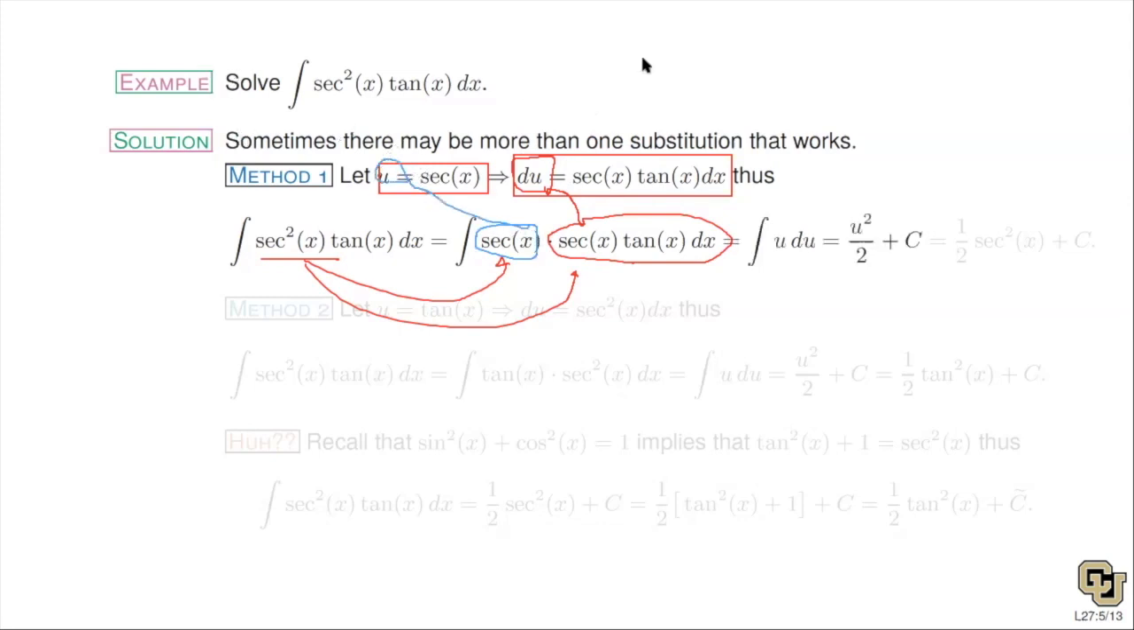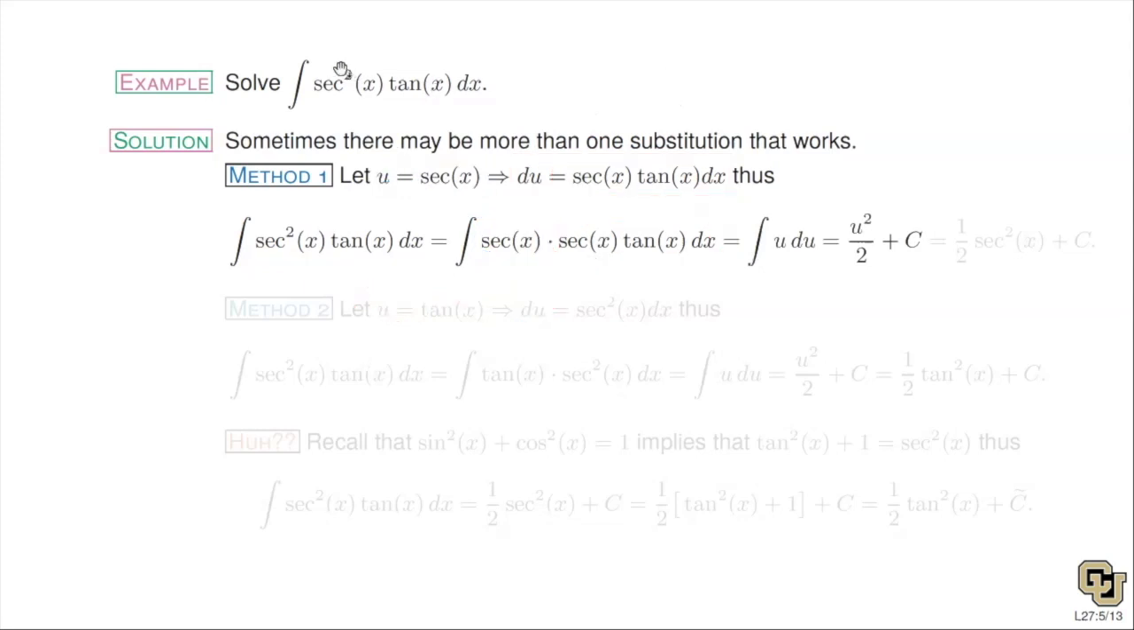And so after we plug in, the integral simplifies drastically. Secant squared tangent x looks so complicated, but it simplifies to the antiderivative of u du, which is very straightforward. So we know, using the power rule, we get u squared over 2 plus c. And then last step, I want to plug back in the secant for u, because I want the solution to be in terms of the original variable x, because the original problem is dx.